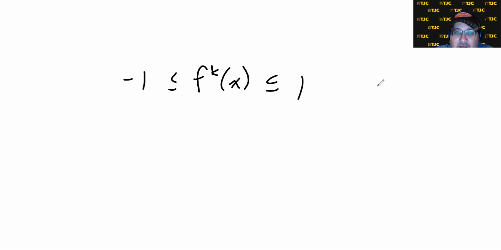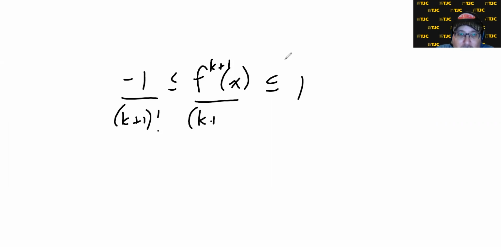We can, and it doesn't matter what derivative we take, so let's go ahead and replace the k with k plus 1, because this is true for all derivatives, even this one. And dividing everything by k plus 1 factorial is not going to change the direction of the inequality, because all those factorials are positive.